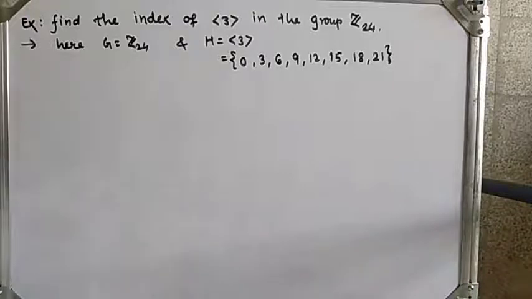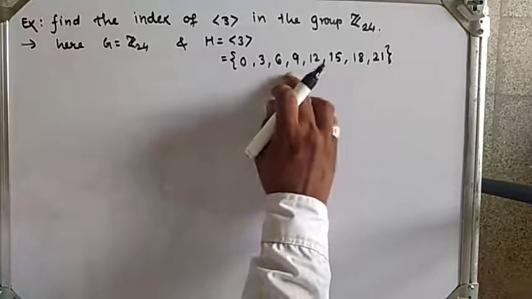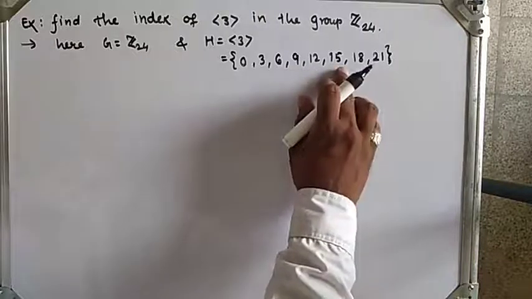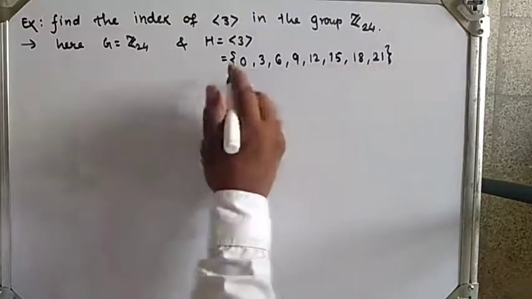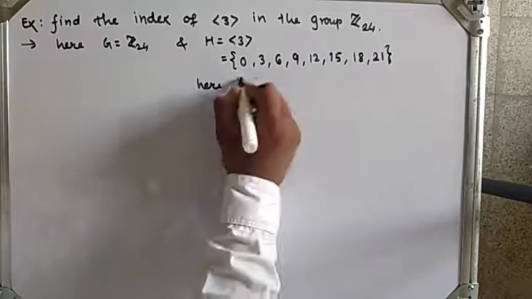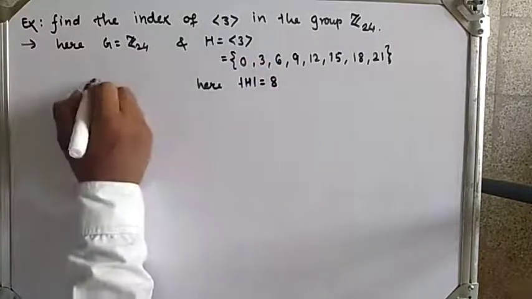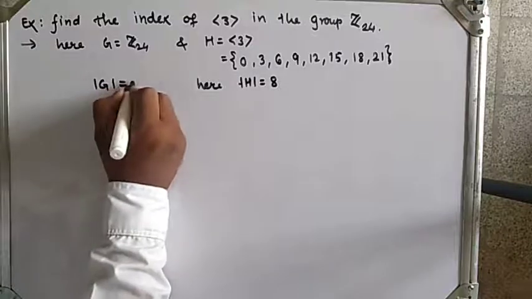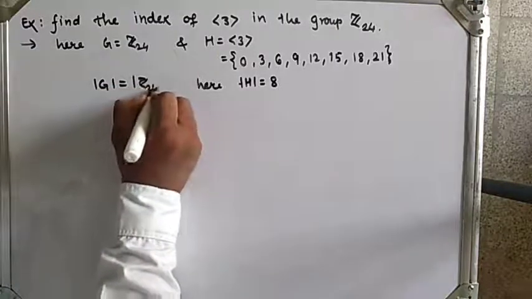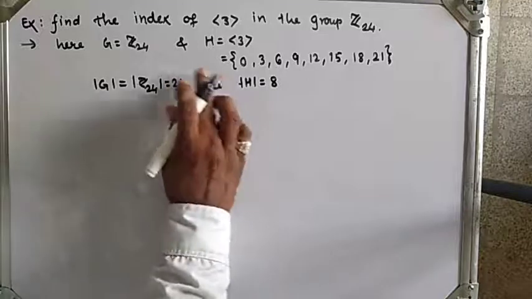Now the total order of H: here we have a total of 8 elements. So the order of H, meaning the number of elements in the subgroup, is 8, and the order of G, which is Z24, will be 24, right?